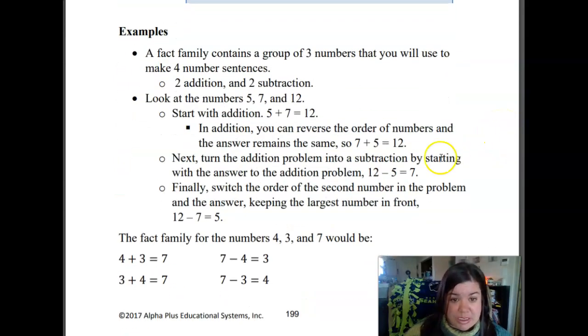All right, so let's look at this. A fact family contains a group of 3 numbers that you will use to make 4 number sentences, 2 addition and 2 subtraction. Look at the numbers 5, 7, and 12. Start with addition. 5 plus 7 equals 12. In addition, you can reverse the order of the numbers. The answer remains the same. So 7 plus 5 equals 12.